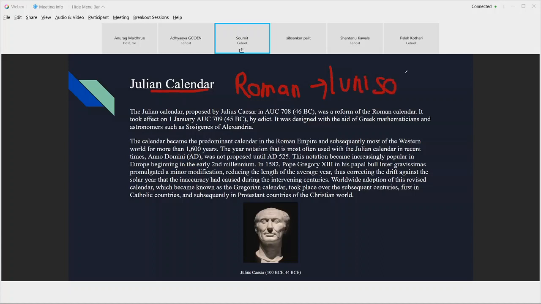A lunisolar calendar. What it meant was that the days used to advance with the moon, but every few years, they used to add an extra month. So basically, a lunar year is about 354 to 355 days. It varies from year to year.